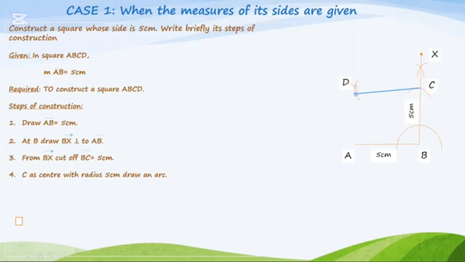Where is D? Where these two arcs intersect. Only this point is called D. Okay, where the two arcs intersect, this point is called D. So properly join C to D like this. Take the scale in your hand and join C to D properly.